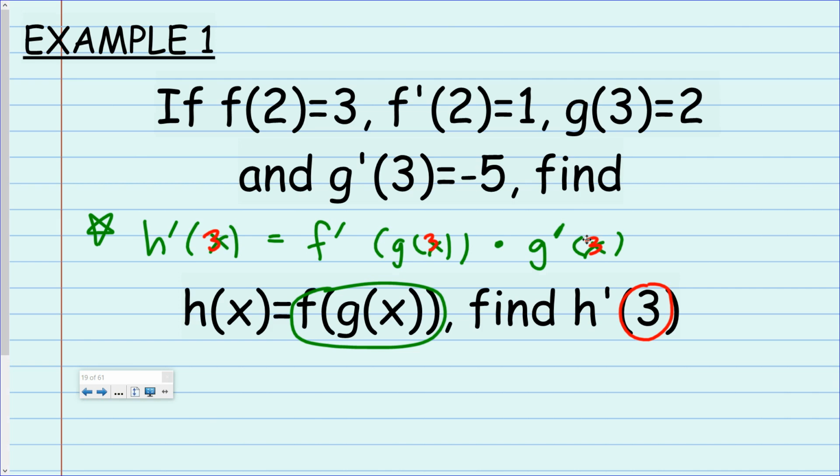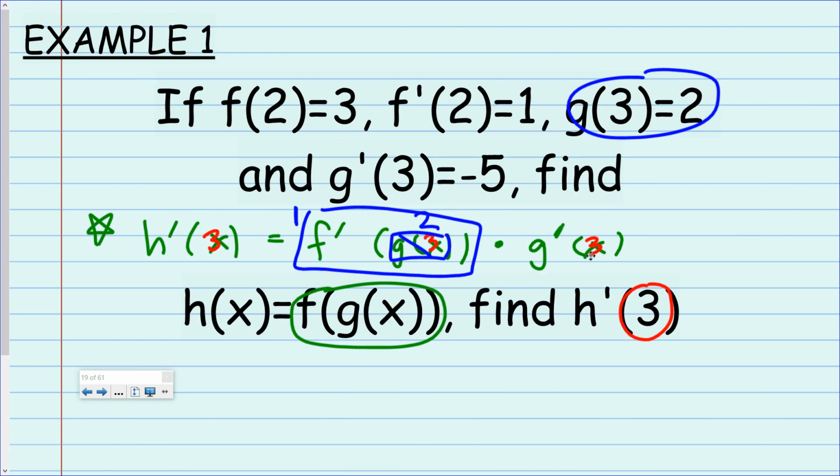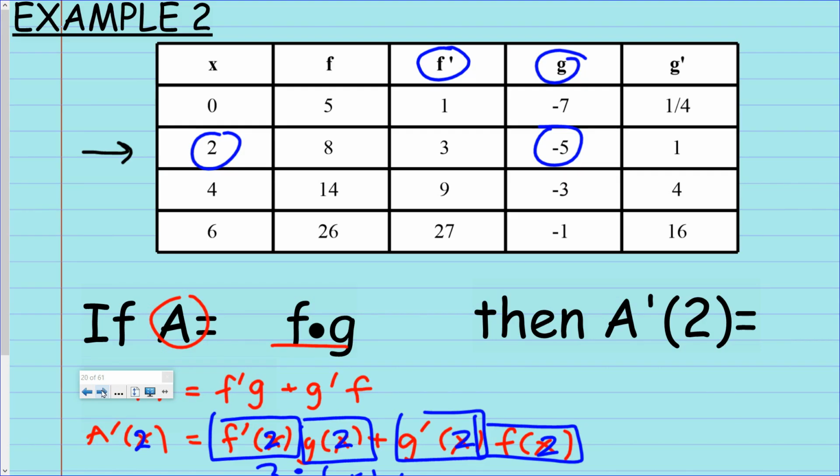So for example, if I want to find g of 3, what's g of 3 on this problem? You guys see it? What's g of 3? 2. So I would replace g of 3 with 2. But once I replace this with 2, you see now I have another problem. What's f prime of 2? So guys, look at your table or look at what you're given. What's f prime of 2? 1. So then this number here becomes 1. Okay? Then what's g prime of 3? Negative 5. So my answer here would be 1 times negative 5, which is negative 5. Does that make sense? Okay, so this is if they're testing you on the chain rule.